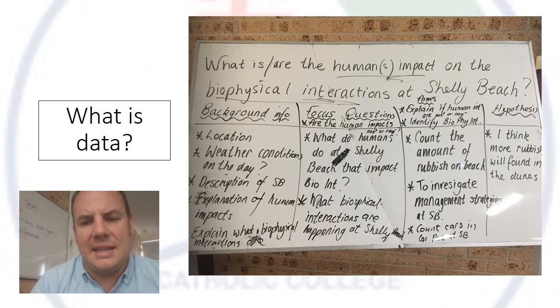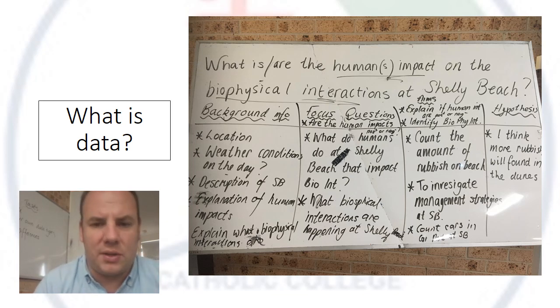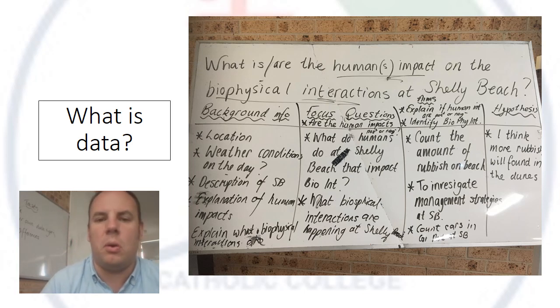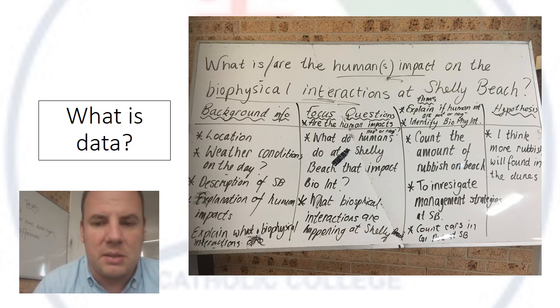So when we're looking at data, remember we go back to our focus questions and our aims and our hypotheses, and what we're trying to do, we're trying to prove our hypotheses were correct or incorrect, because that's what our results rely upon. So we've got our focus questions there, going back to what we brainstormed in the class. We're looking at what do humans do at Shelley Beach that impact the biophysical interactions, what biophysical interactions are happening at Shelley Beach, and are the human impacts positive and negative.